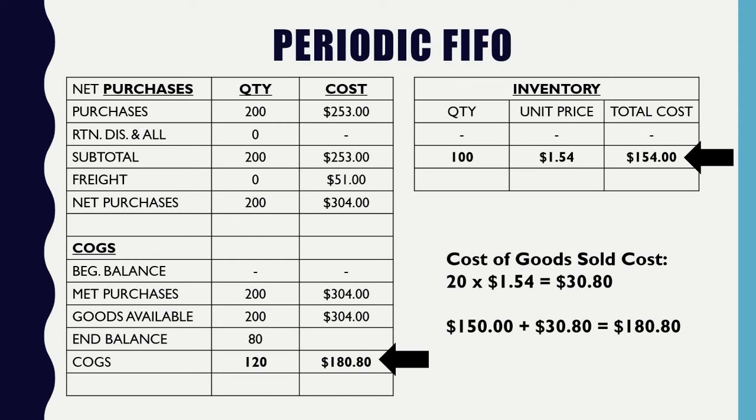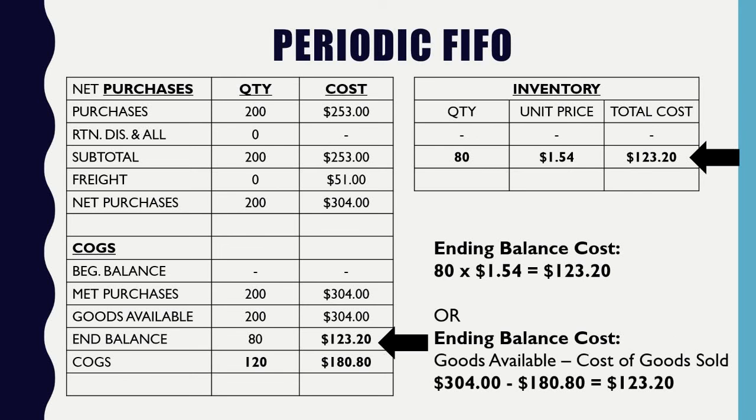So in this case, 150 plus $30.80 is going to give me a total of $180.80. And therefore, I should be left with 80 units on hand, right? How do I solve for the ending inventory balance? You have two ways. If I know that I should have 80 units left, and it's going to cost me $1.54, you can multiply those two numbers across and you're going to get $123.20.